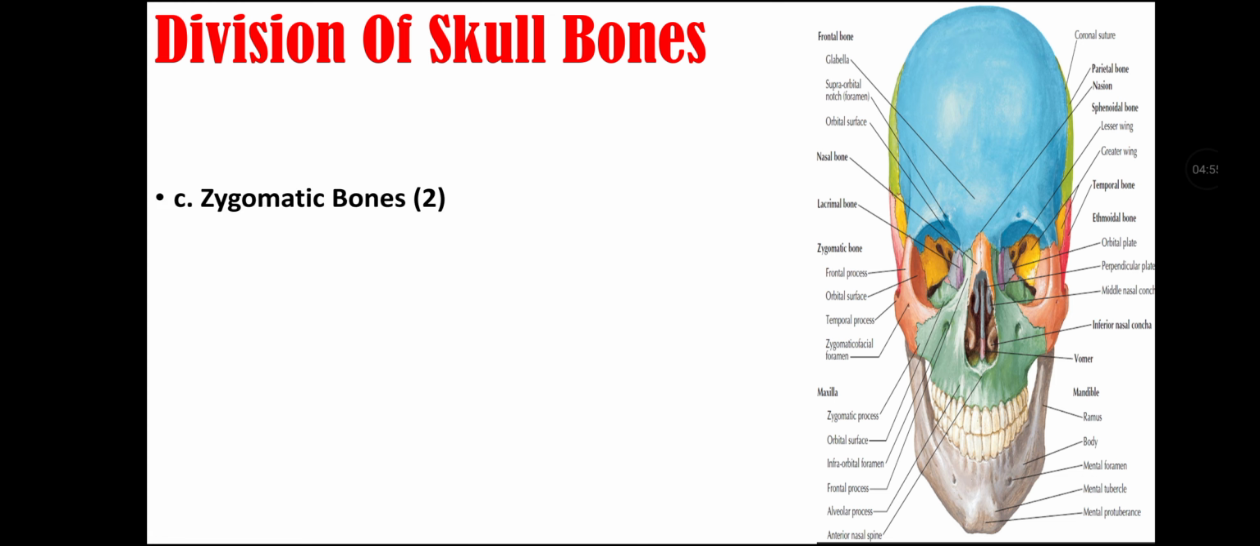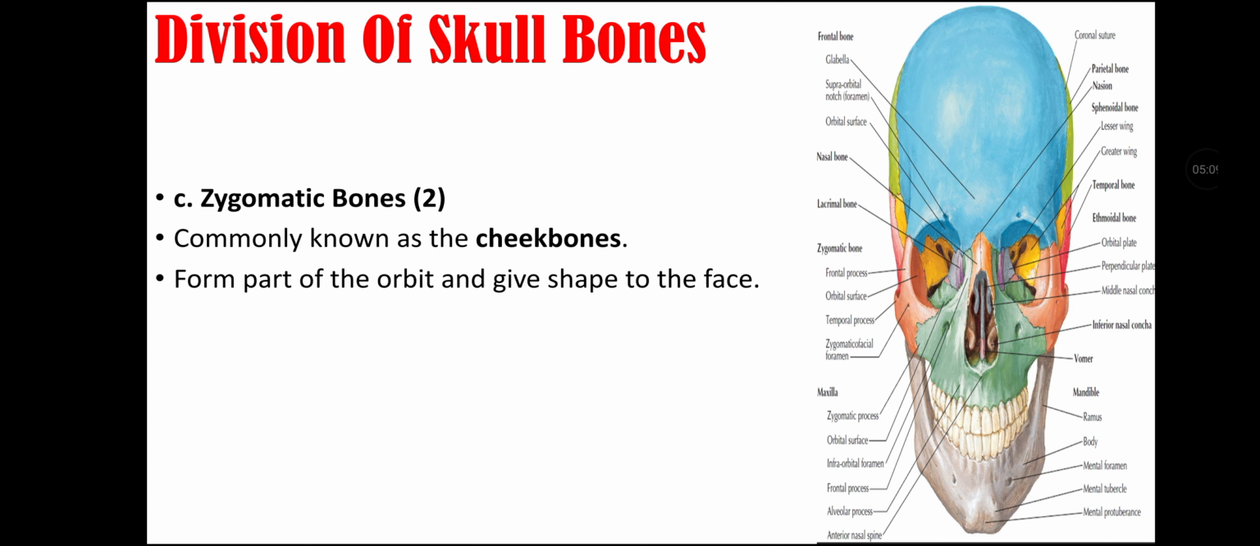Next facial bone is the zygomatic bone. As you can see in the diagram, the orange color bone just adjacent to the maxilla is the zygomatic bone. They are paired bones, that means there are two zygomatic bones in every skull. They are commonly known as cheekbones. They form part of the orbits and give shape to the face.